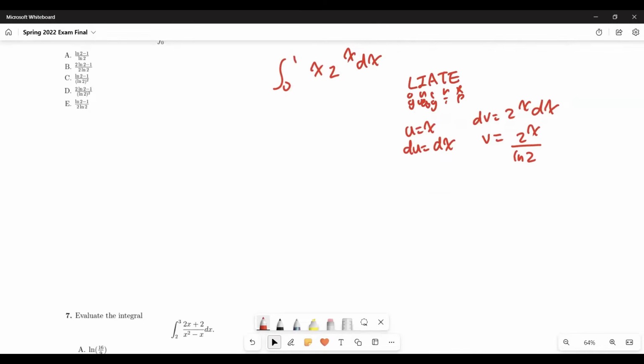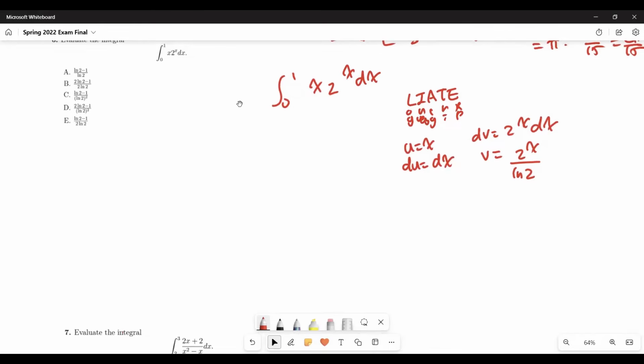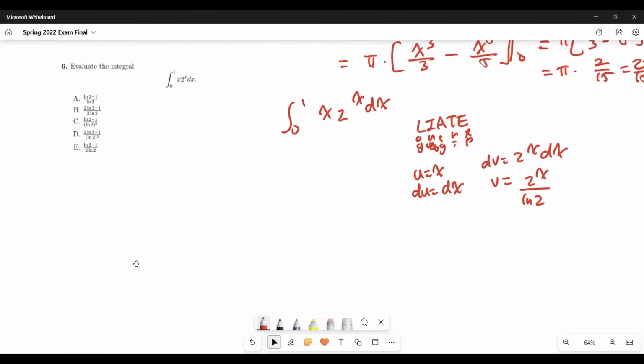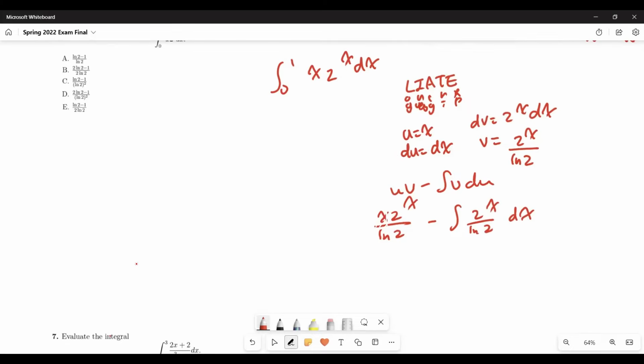Yeah, I remember solving this problem when I was taking Calc 1. I did not enjoy this question.